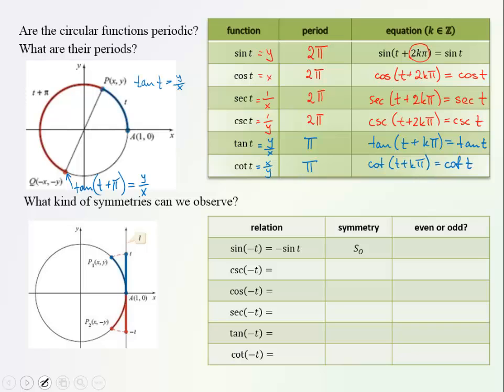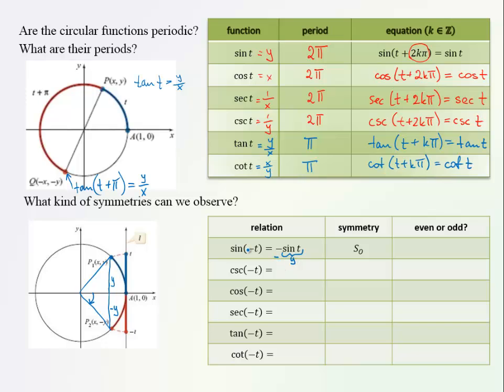Let's analyze symmetries that we may have. For example, sine corresponds to y. So if I have a point with coordinates x, y, this is the y, and if I choose a symmetrical point but with negative t, the y value will also be negative. Therefore, sine of negative t is the same as sine of t but with opposite sign. So it's the same as negative sine of t, because that's our y. So we have negative y.